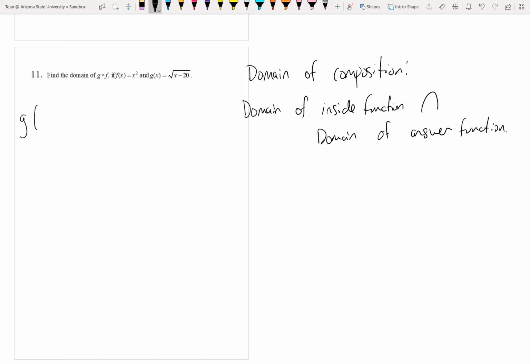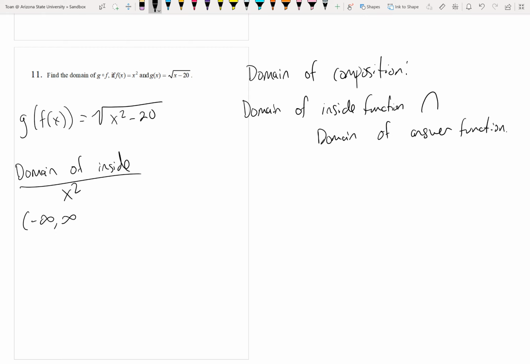So g of f of x says wherever I take the f function and just plug it into the g function. So that's the square root of x squared minus 20. Okay. So let's find the domain. So I need to do the domain of the inside function. And the inside function is what we substituted, which is x squared. Now, x squared doesn't have any radicals. It doesn't have any division. So the domain here is just everything, all real numbers.